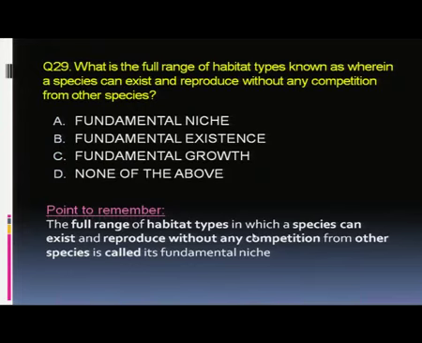The full range of habitat type in which a species can exist and reproduce without any competition from other species is called a fundamental niche.